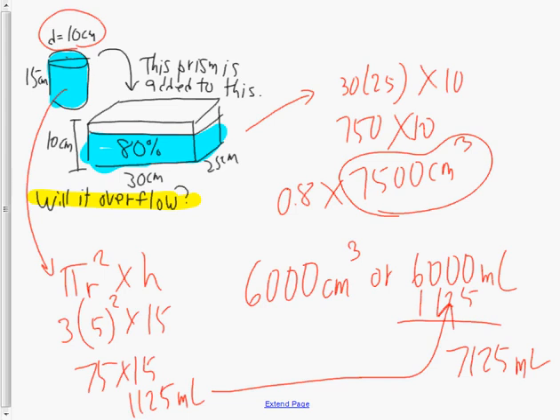So the question is, will it overflow? No, it will not, because the current volume is 7,125. Okay? So the answer is no, it will not.